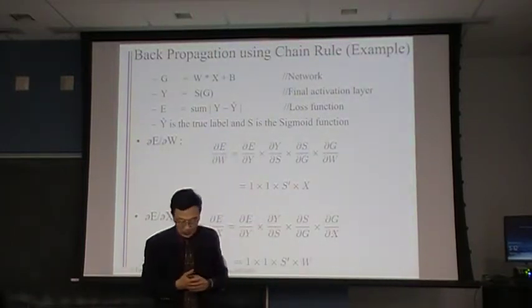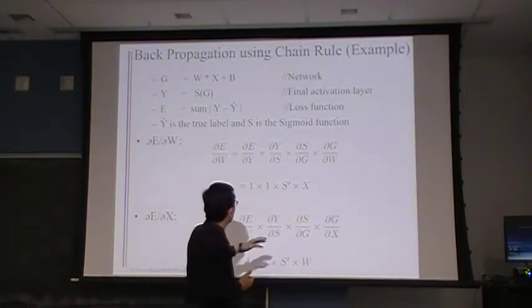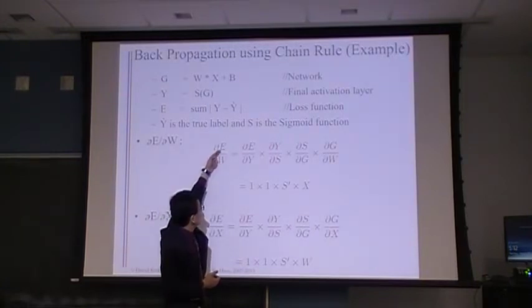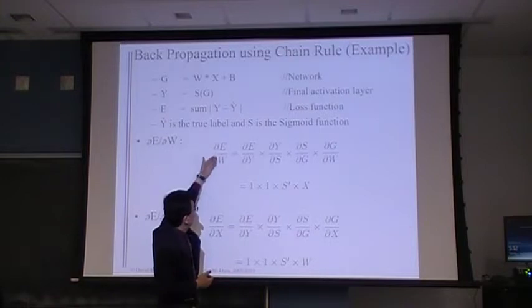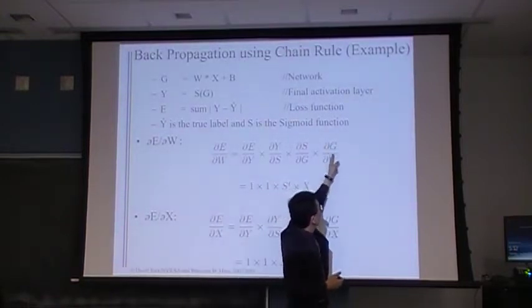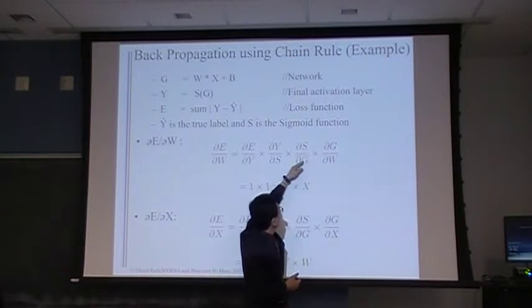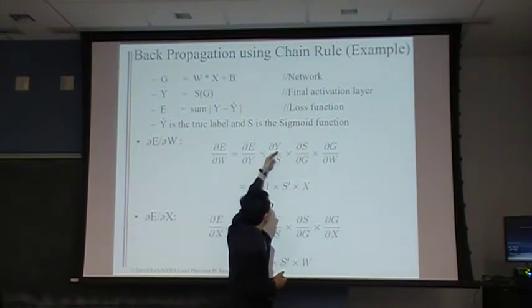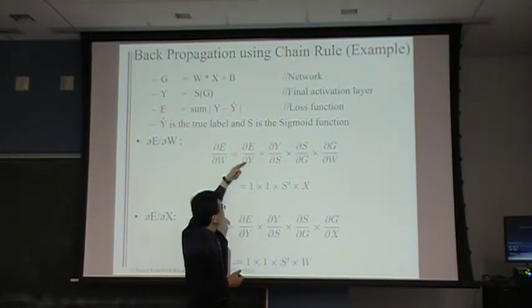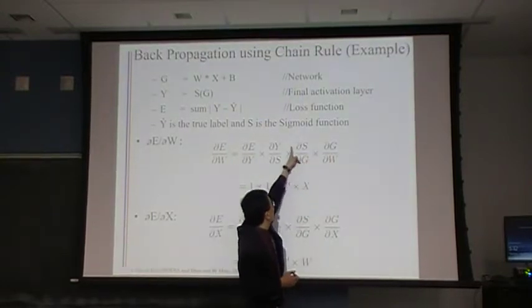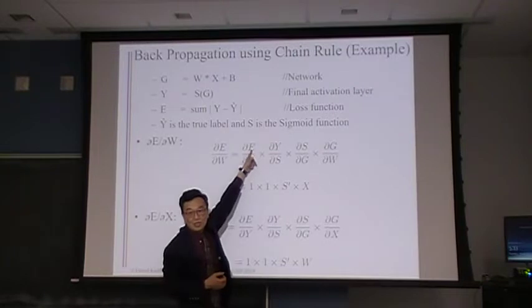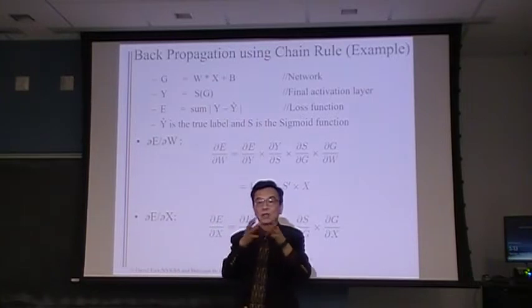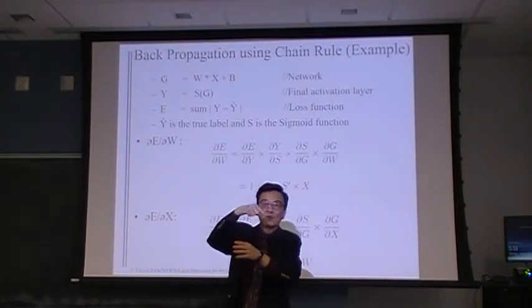With calculus, we know that we have a chain rule. The chain rule is that whenever we have a composite function of W, and E is a composite function of W, then when we do the differentiation, we can start with the direct function of W. In this case, it is G, and S is a function of G, G is a function of W, Y is a function of S, and E is a function of Y. So eventually we will go through the chain and get to E. So E is really a composite function of W through a few definitions.